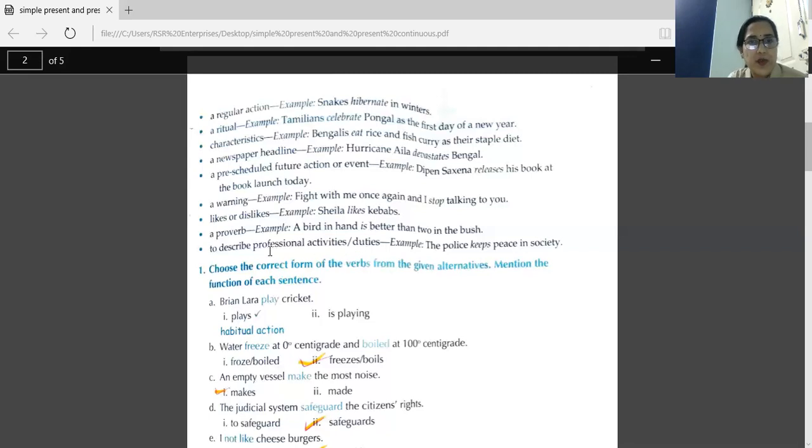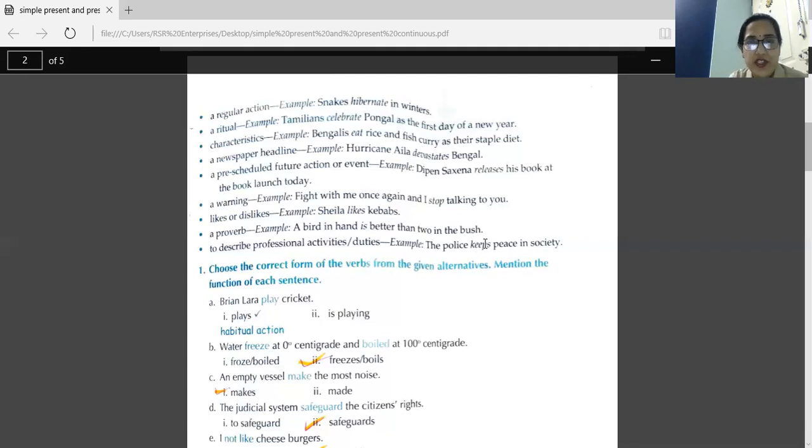Let's see this last one here. To describe professional activities or duties, any work related to any job or profession. There we use simple present tense. See this example. The police keeps peace in society. So this is the work of police. So keeps we are using as simple present tense here. Okay. Now these are the points which shows where you can use simple present tense.